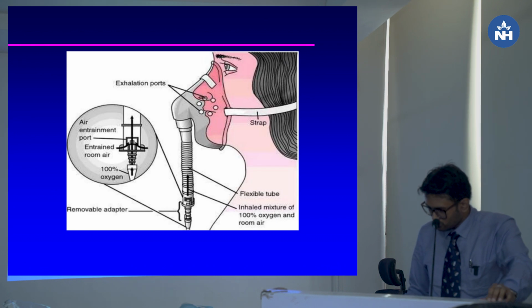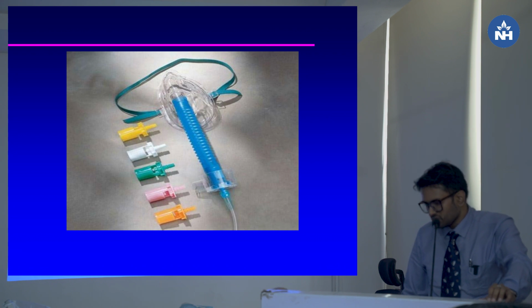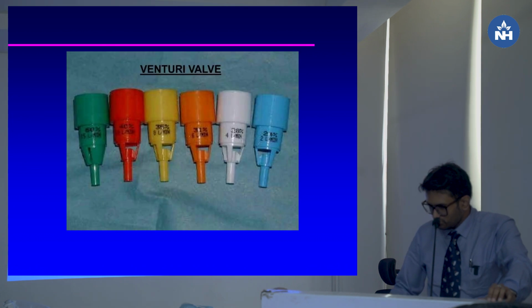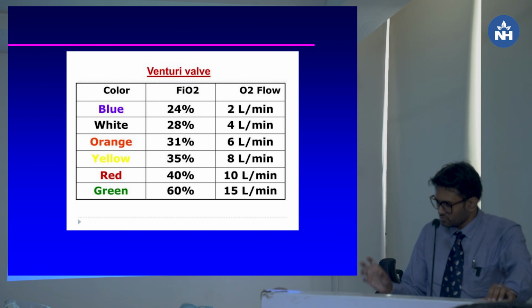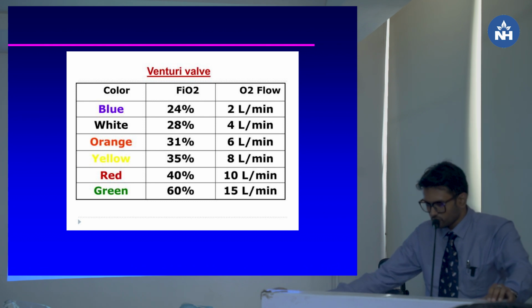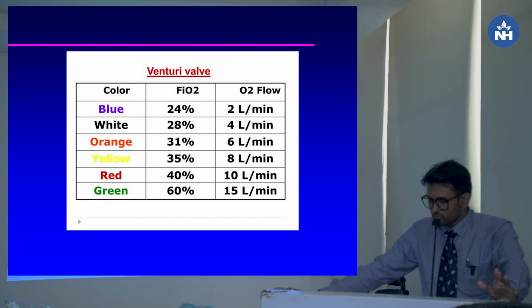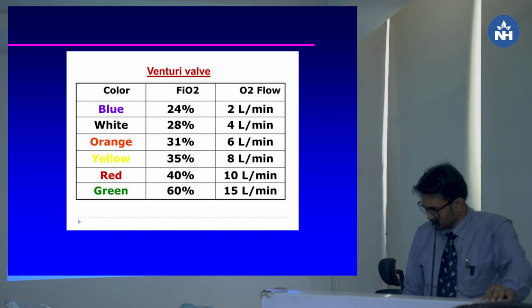So this is the exhalation port. So this is the diagram. So this is the Venturi mask with the system. So you can see that there is a different color coding with targeted flow and percentage of FiO2 that can be achieved. So this is the chart. So blue, we can achieve up to 0.24 in that way. So this is depending on the amount of oxygen we can provide, we can have our targeted FiO2. So as per our targeted FiO2, we can use that type of Venturi mask.